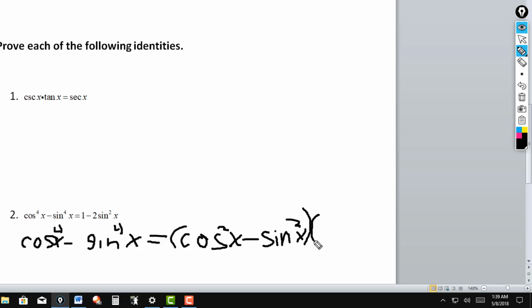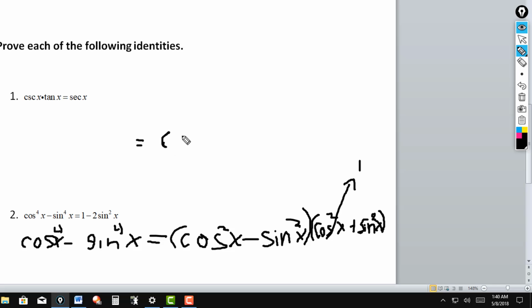Then this one will be cosine squared x plus sine squared x. But from the basic or fundamental identities, I know that cosine squared of x plus sine squared of x is 1. So this simplifies to 1. Okay. So I'm just going to extend this over here. This then is going to equal 1 times this.